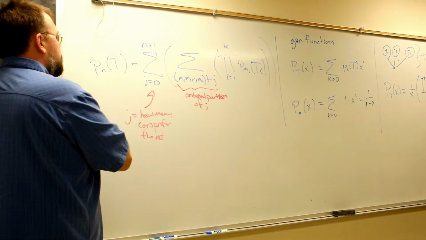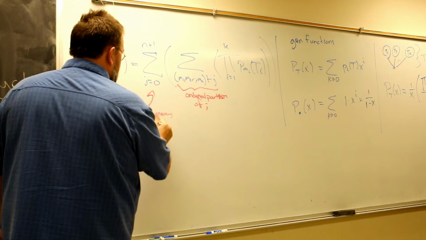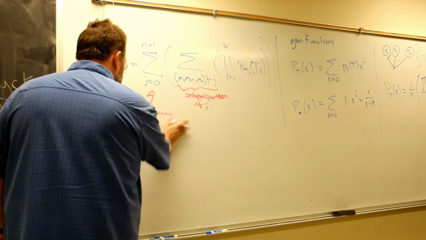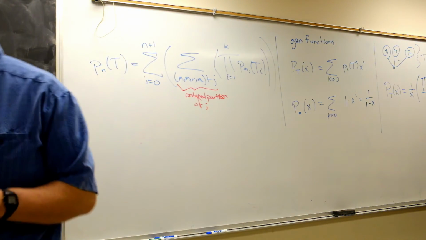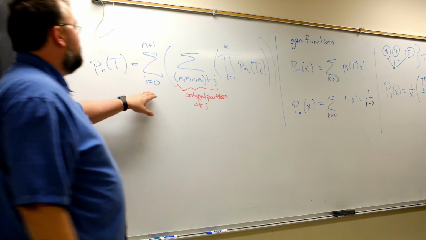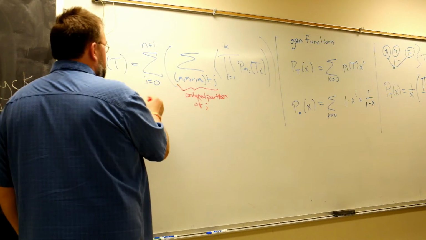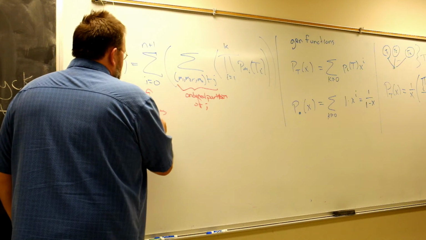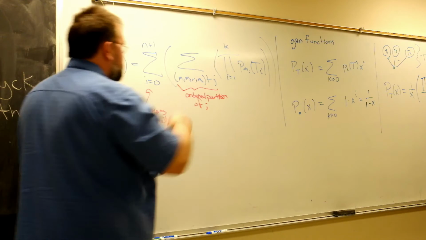Or let's see. Actually, the way I'm doing it is how many cars don't prefer the route. No, wait, it's related to how many cars prefer the route. That's how I have my notation. So I just need to know how many cars prefer the route. Oh yeah, I was right. Well, okay, we'll fix this later.